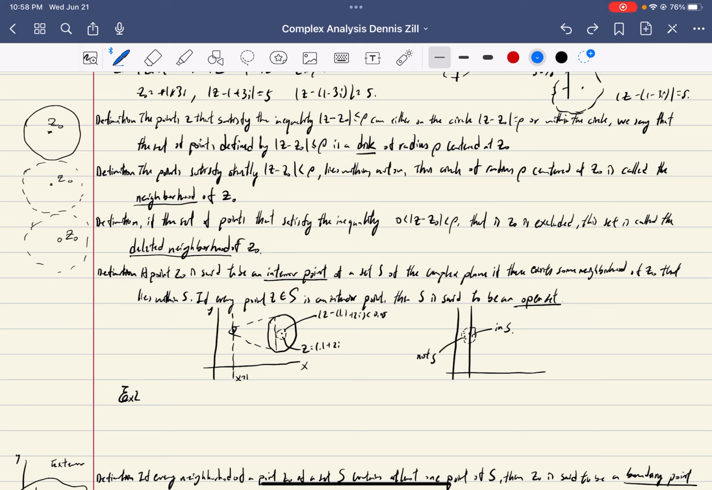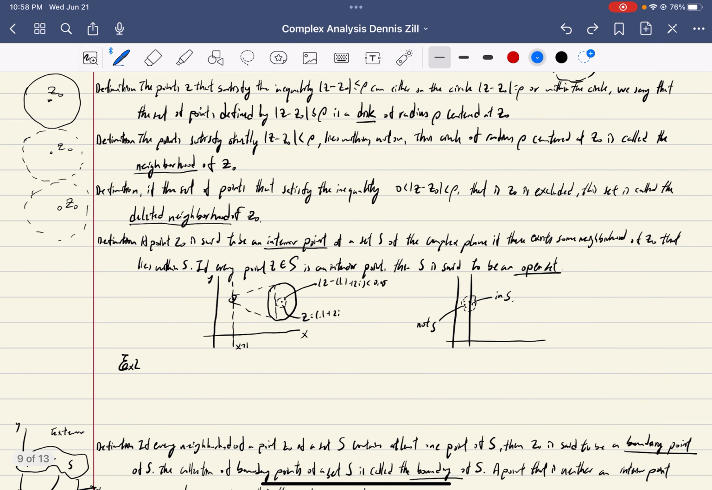Now the definition: the points that satisfy strictly |z − z0| less than rho lie within, not on, this circle of radius rho centered at z0, and are called the neighborhood of z0. It means the boundary is not included. It's really just defined by this inequality.